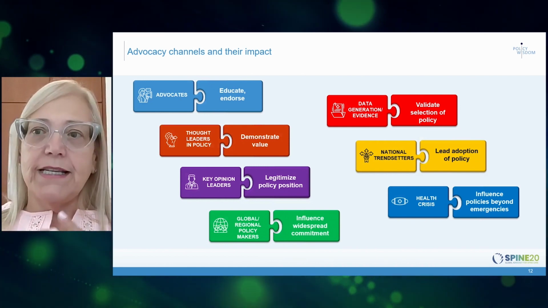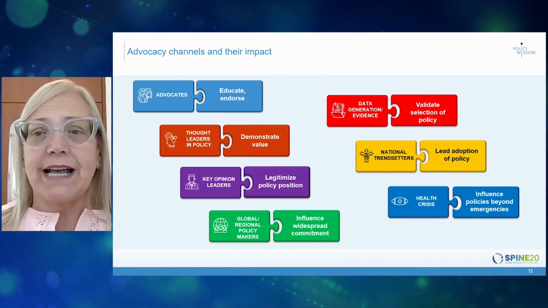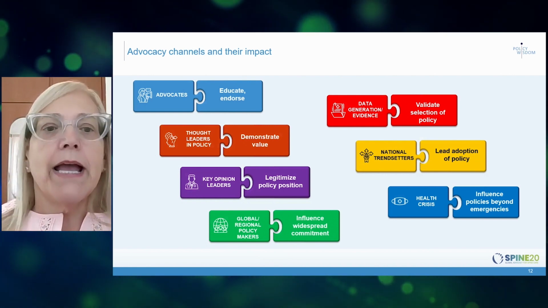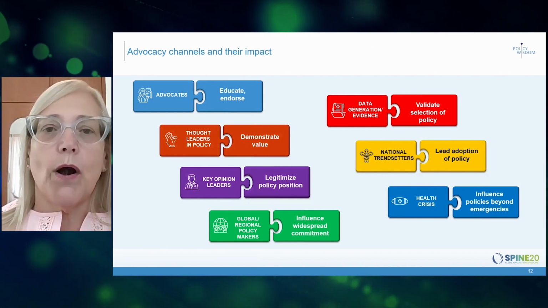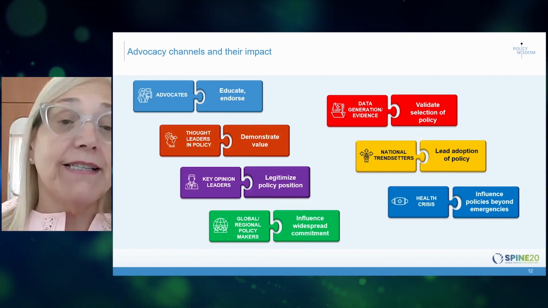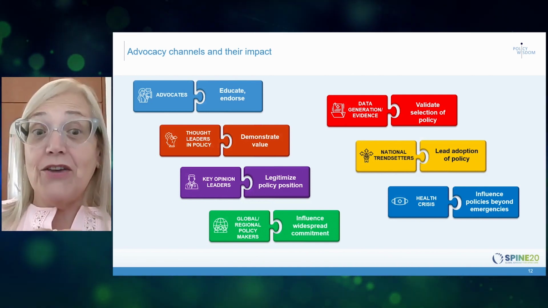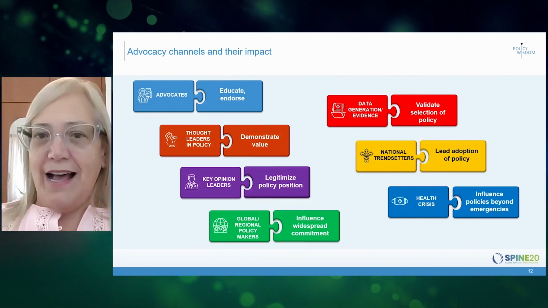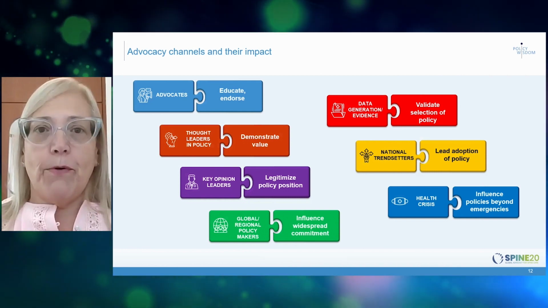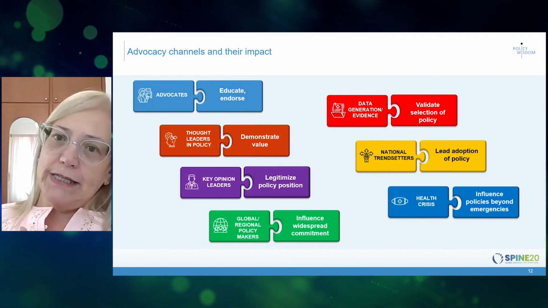Thought leaders in policy are individuals that are so well known because they understand how policies have an impact that policymakers use them as advisors. Key opinion leaders are individuals who are in the field of medicine, on a technical field, experts that legitimize a policy position. And the good thing about a medical society is that you have in yourself advocates as an organization, but you have key opinion leaders. So you have 2 ways of approaching advocacy. We also have the global and regional policy makers.